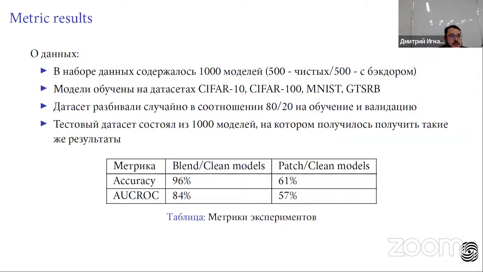We had a data set which consisted of 1,000 models: 500 clean and 500 with backdoors. The 500 models with backdoors were split one to one into patch attacks and blend attacks. And we had 4 data sets, as you can see on the slide. And we have achieved 96% blend accuracy and outcropped 84.